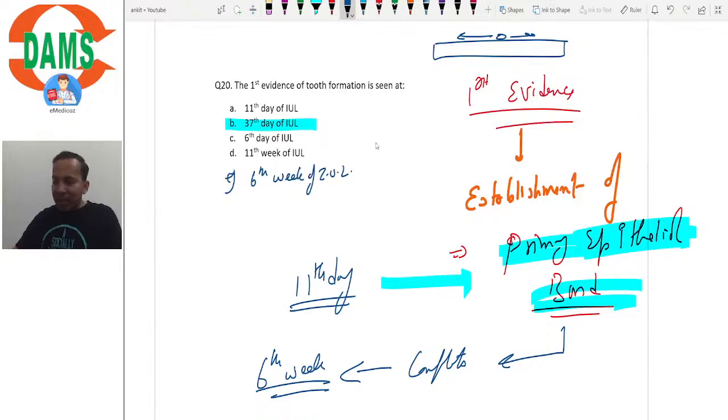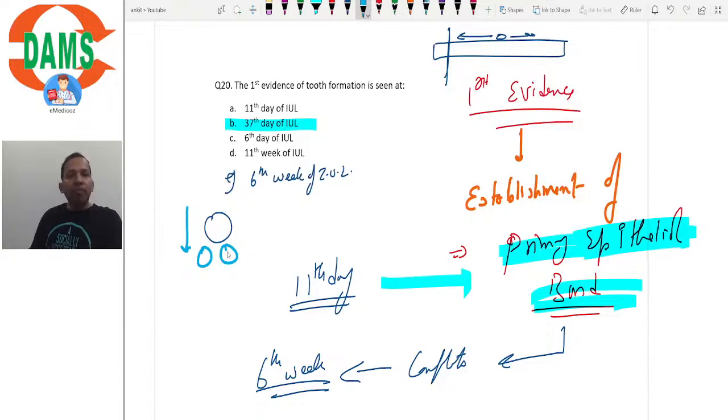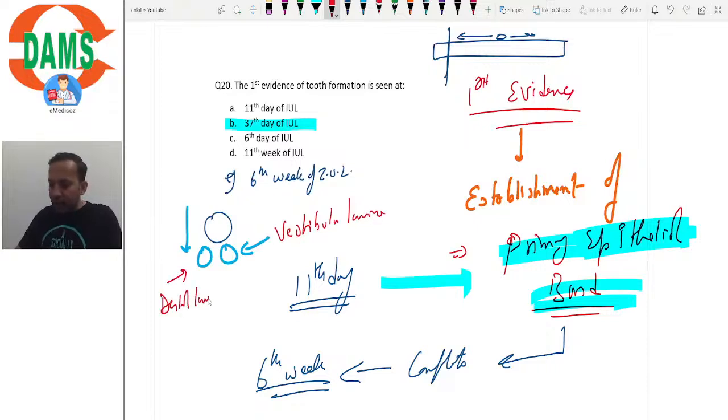Once the primary epithelial band is complete, let's take a cross section, right? So let's say this is the epithelial band. This epithelial band will proliferate in the vertical direction. So there is no increase in the mitosis. There is just a change in the direction of mitosis. So when this direction of mitosis changes, it will proliferate into two bands, a lingual and a buccal. So this buccal band is called the vestibular lamina. And this lingual band is called dental lamina.